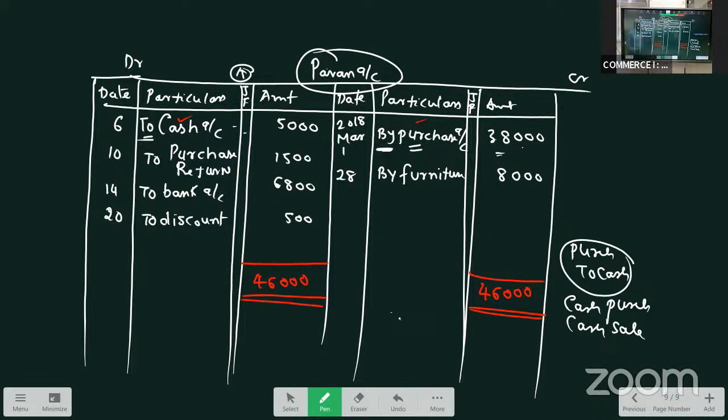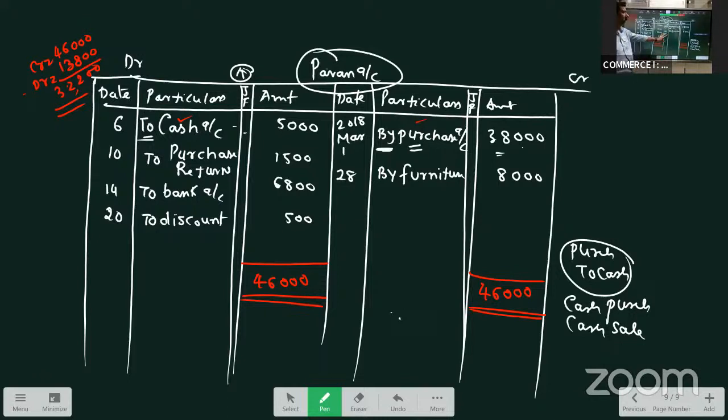And now we have to do balancing. How do we do balancing? See, what is the credit side total? Credit side total is 46,000. What is the debit side total? Debit side total is 5 plus 1 plus 6, 6, 5, 12, 5, 13,800. So if you deduct, you'll get 32,200 as the balancing figure.